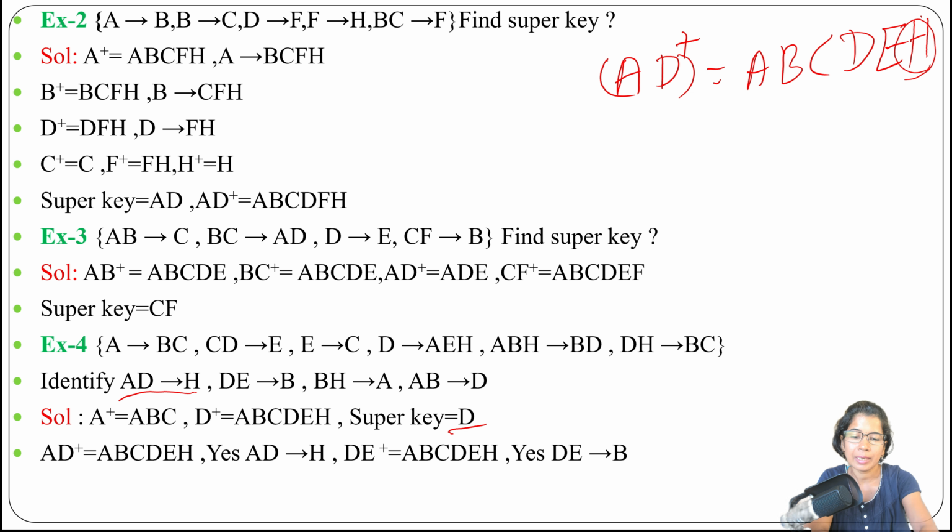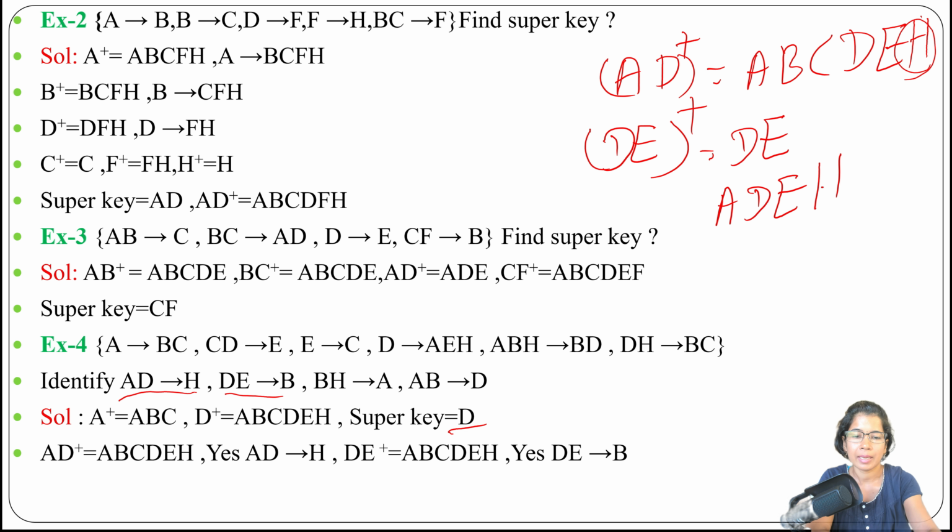Next, DE implies B. Find DE plus. If the right side contains B, it means this functional dependency is possible. From D, A, E, H. A, D, E, H. Next from A, B, C. So A, B, C, D, E, H. Then from C, D, E is already there. From E, C, C is already there. A, B, H, B, D, B, D is already there. D, H derive B, C, B, C is already there. D, E derive B, B is at the right side. Hence this is possible. This is true.